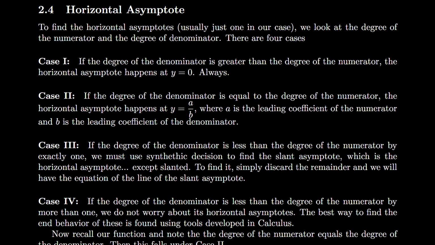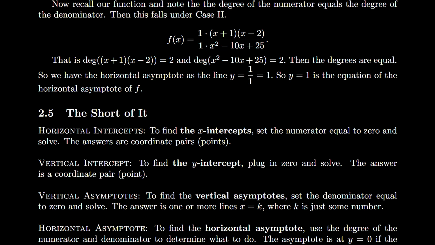So let's move on from here. If you don't have this copied down, I'd pause it and copy it down. Otherwise, we're moving on. So now let's recall our function and note that the degree of the numerator equals the degree of the denominator, and this will fall under case 2. So what we're saying is our function was x plus 1 times x minus 2 over x squared minus 10x plus 25. That hasn't changed.